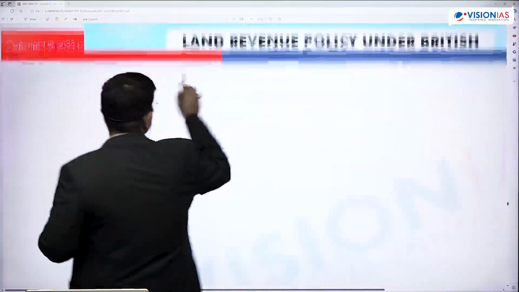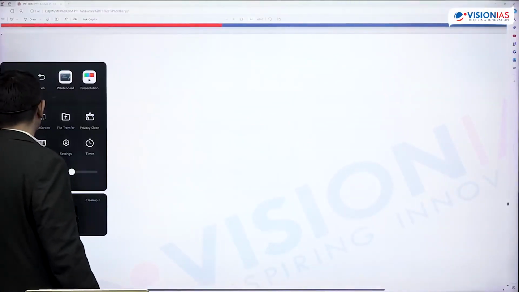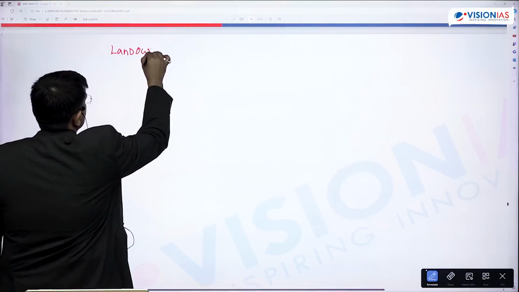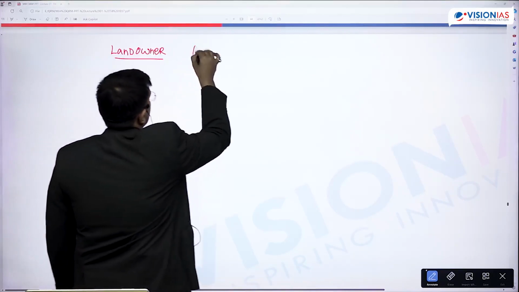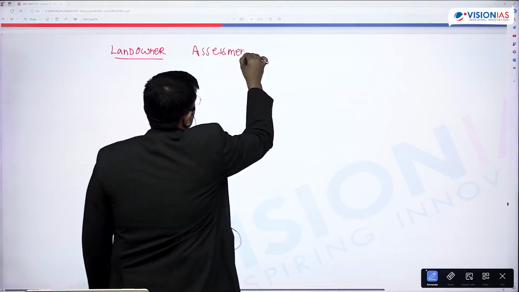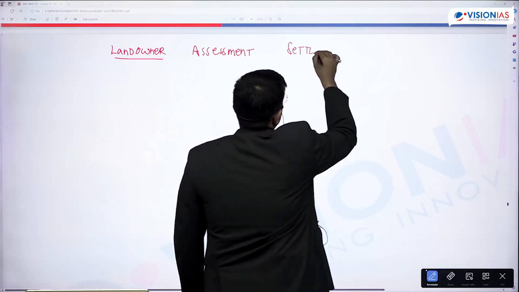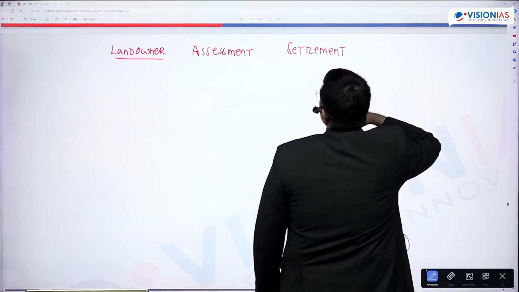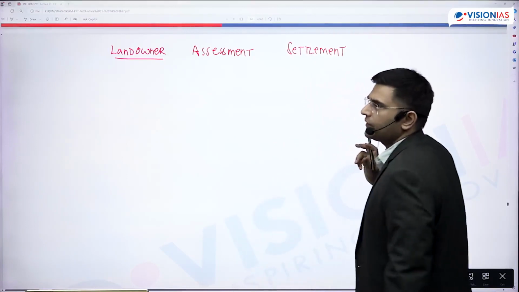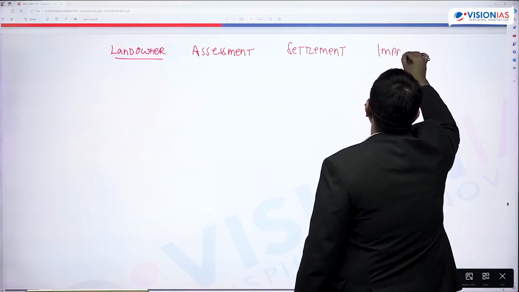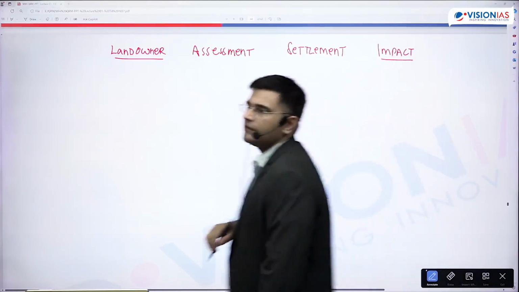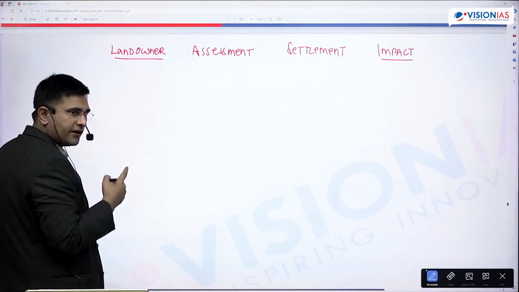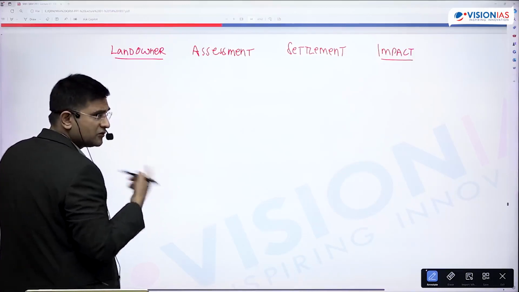Then we have land revenue policy under the British, right? So understand the land revenue policy only in this particular format. The one element is who will be the landowner, right? The second issue is assessment. The third issue is with respect to settlement. Landowner, assessment, settlement. These are the three key issues. Then you can think about what the impact is, right? And then broadly we can discuss the reasons also, right? Was there anything else? Landowner, settlement, assessment, these are three. Survey is a part of assessment.